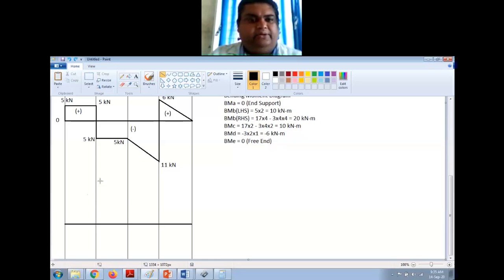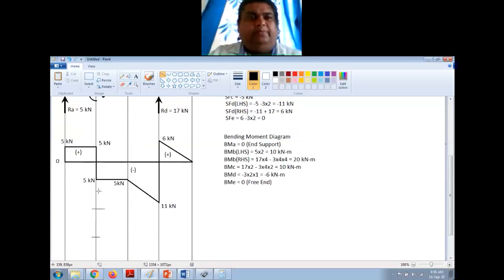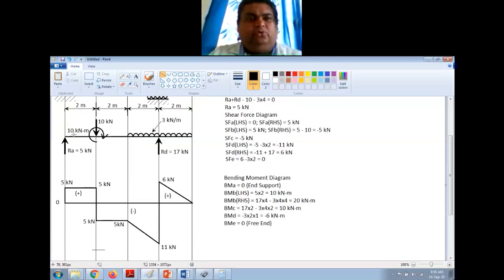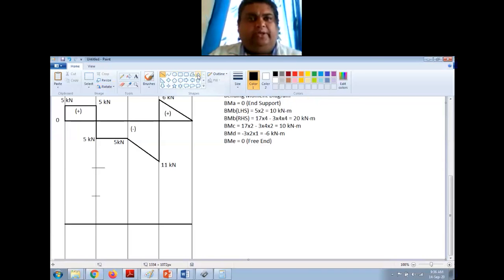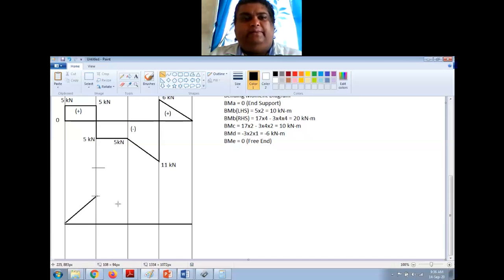20 is the maximum, right? So let me take this as 20. So this will be 10. I'm just making approximate markings here. Now there is no load between A to B, so you just have to join the ends. So at A it is 0 and at B it is 10.